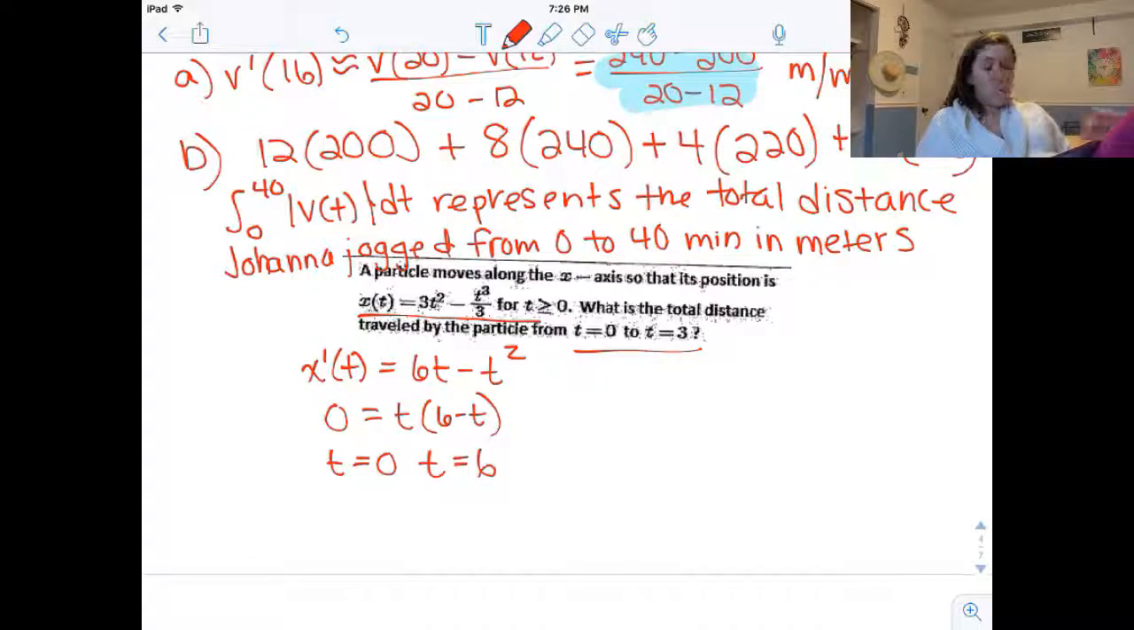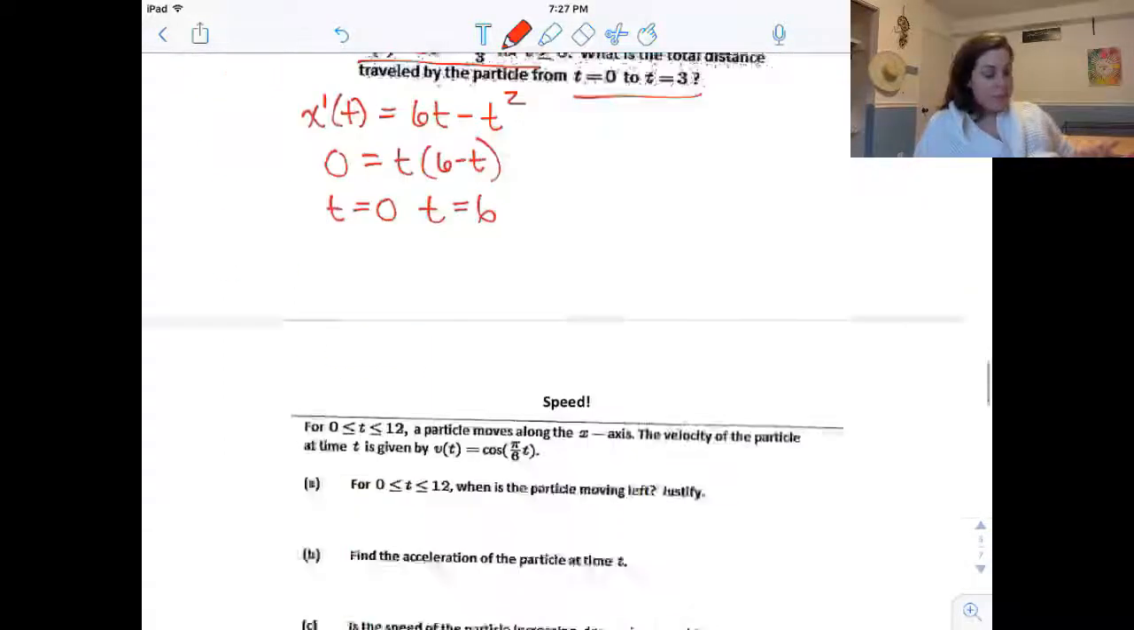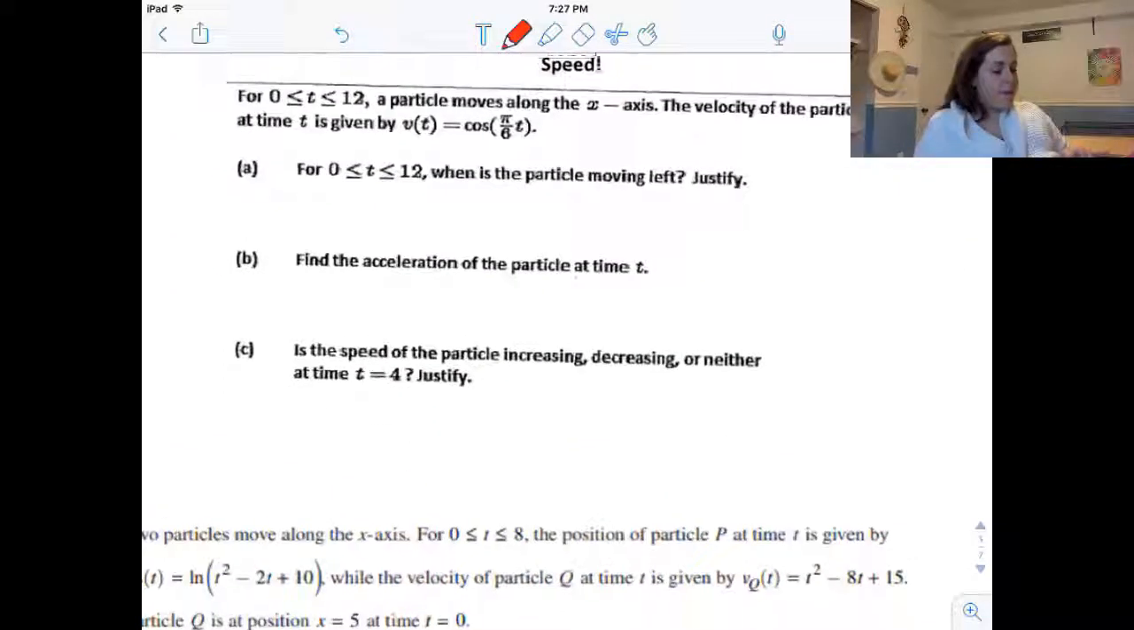So this is a pre-calc question, and I should not have snipped it. You could find the initial position, the final position, and just subtract them. Yeah, okay. All right, let's talk about speed a little bit.